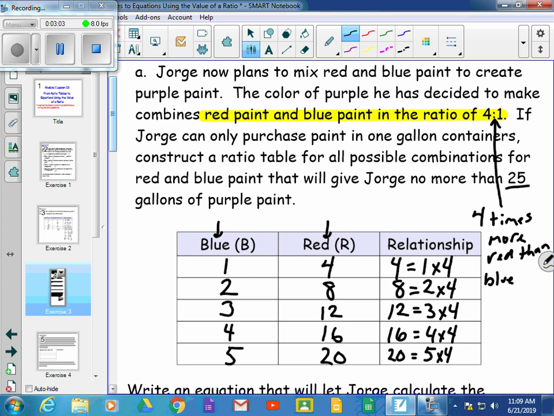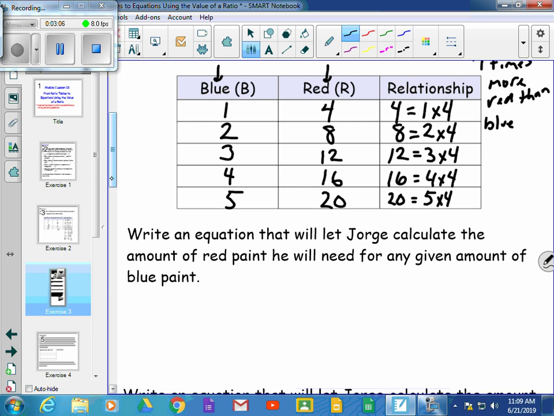Okay? Now, let's write an equation that will let Jorge calculate the amount of red paint he will need for any given amount of blue. Let's use R to represent any amount of red paint he's going to need. Think about what we did to figure that out before. We multiplied the amount of blue times 4. So we could say R equals 4 times B. The red paint we need is going to be found by taking 4 times the blue.